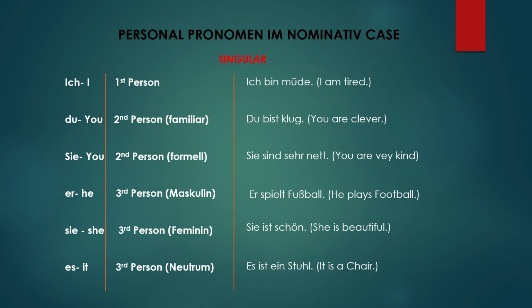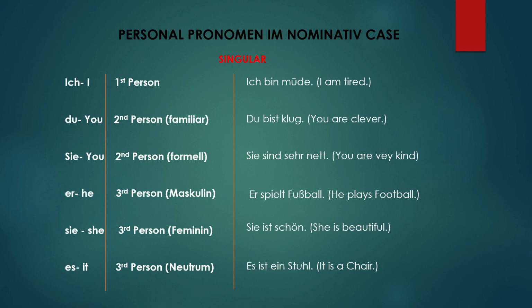First we will go through the singular form of pronouns. The first personal pronomen is ich. It means I. It is first person singular and is used when referring to oneself. For example, ich bin müde. I am tired. The second person singular pronomen is du. It means you. This is used when addressing a person informally. For example, du bist klug. You are clever.